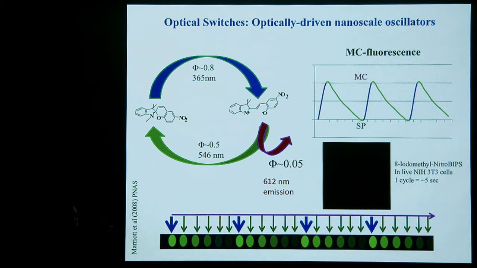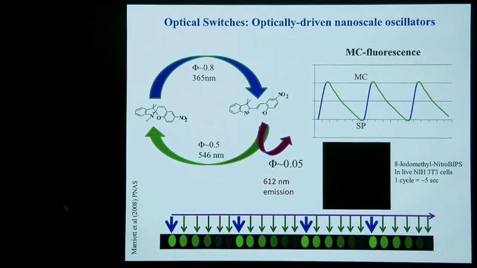Okay, so what happens is we excite this with 365 or 405, we generate this state here, and then this goes back thermally quite slowly, time constant of a couple of hundred seconds, or very, very rapidly if we expose this to green or red light. And that quantum yield is also quite high. So what we can do then, we pulse with UV, we form this state, the merocyanine state, and then we excite a few times with 546 nanometer light to reform this state.